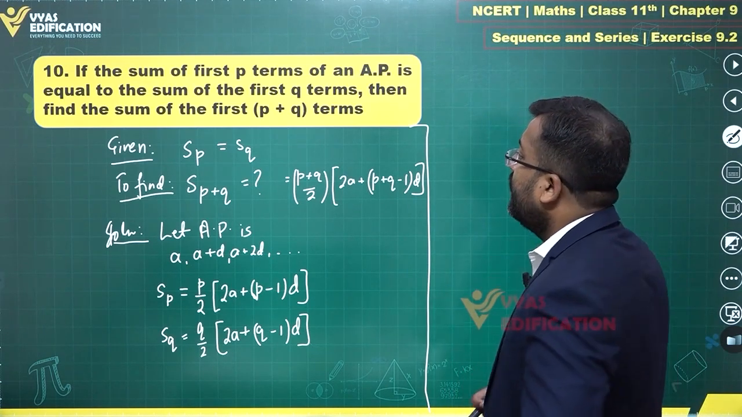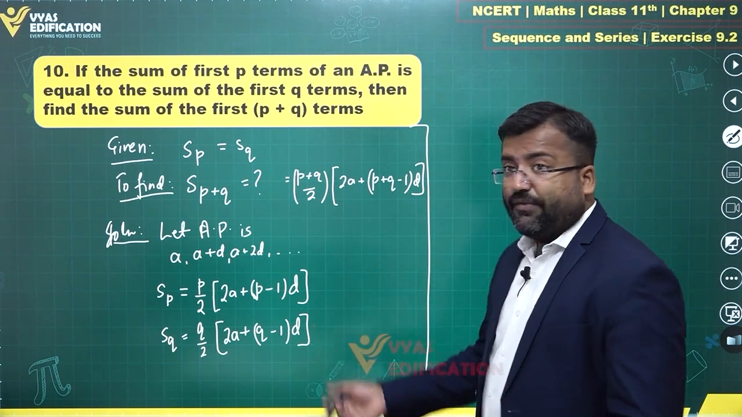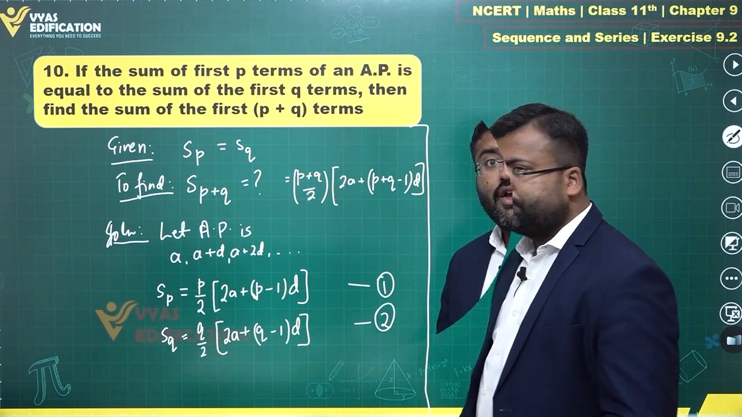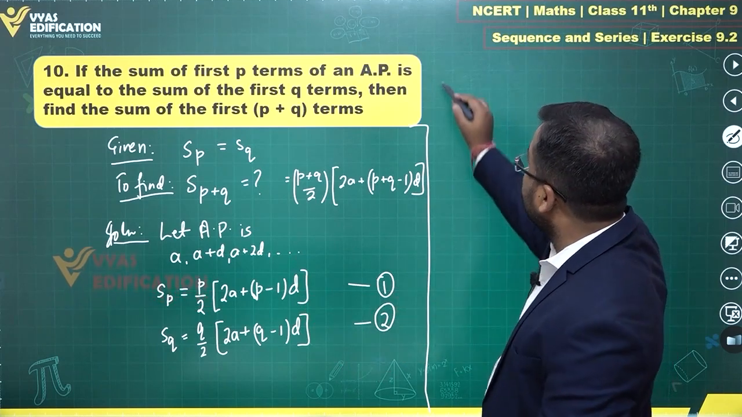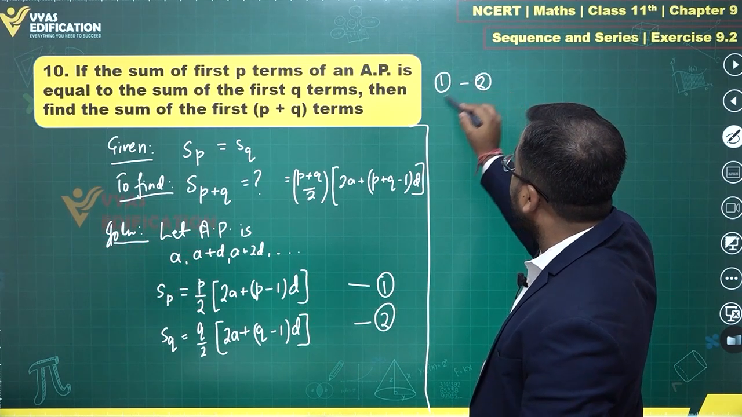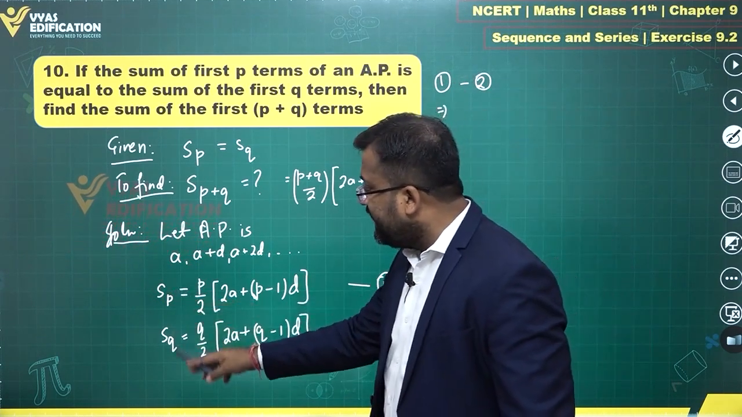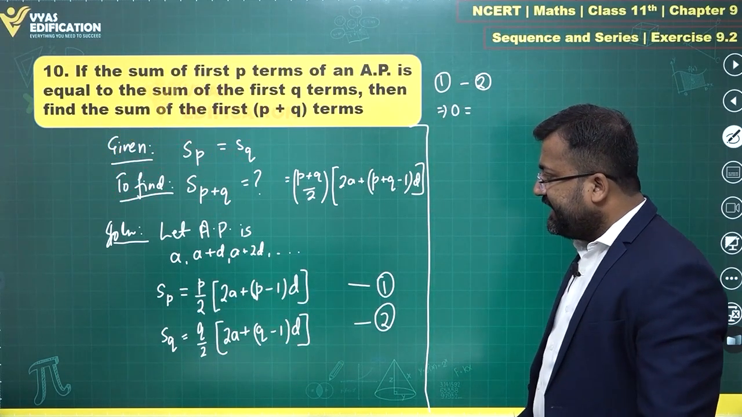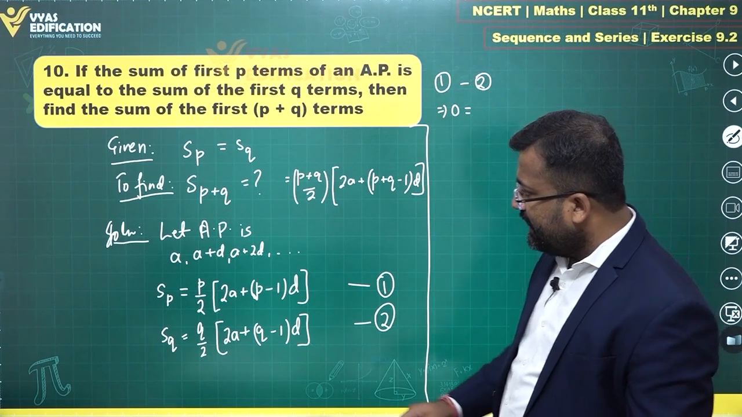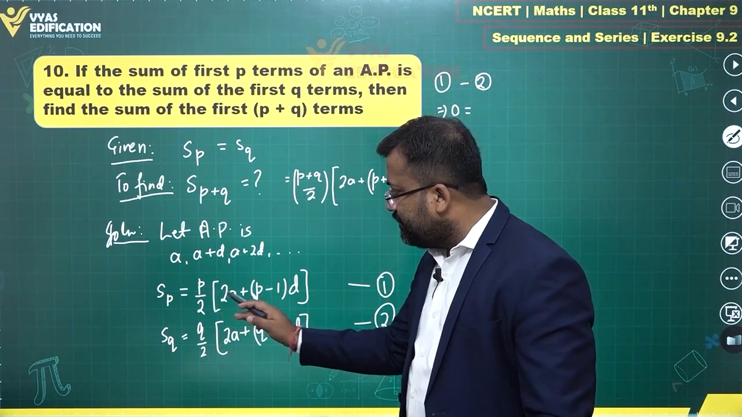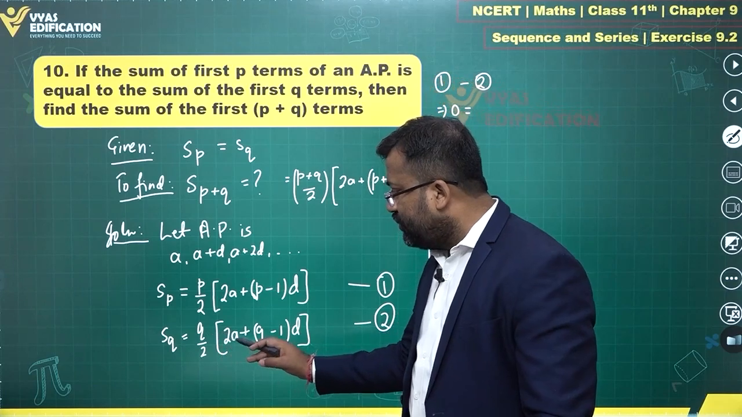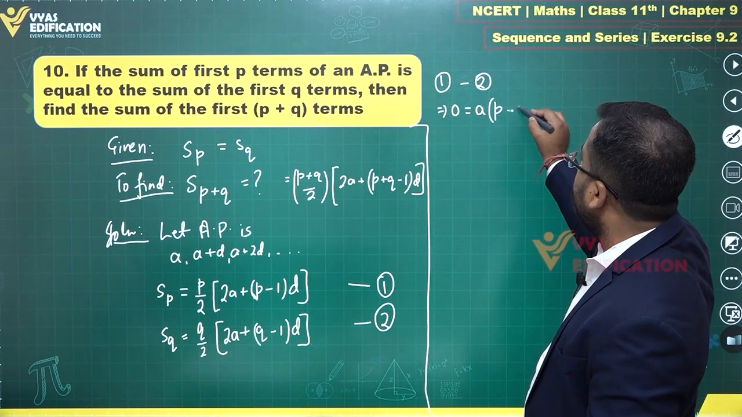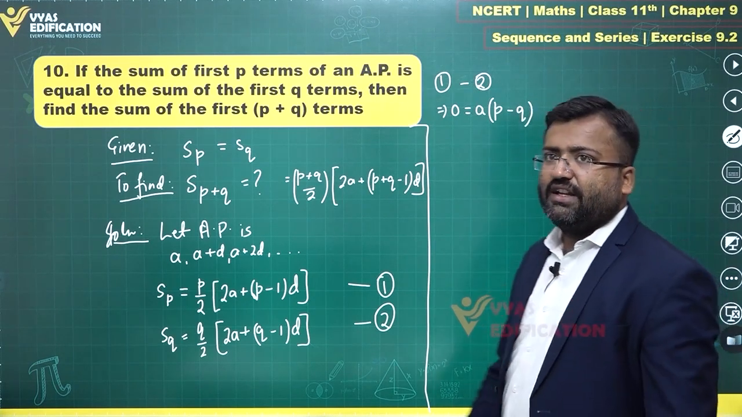So how will we find that? We have equation 1 and equation 2. There are two equations, and we can simply subtract them, 1 minus 2. Since S_p and S_q are equal, the left hand side becomes 0. What about the right hand side? For a, I have p by 2 into 2a, which is pa, minus q by 2 into 2a, which is qa. So for a, I'll have pa minus qa. I can take out a common, and this is what you'll get.